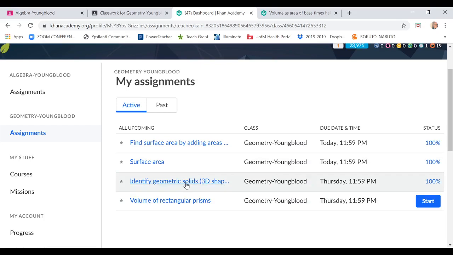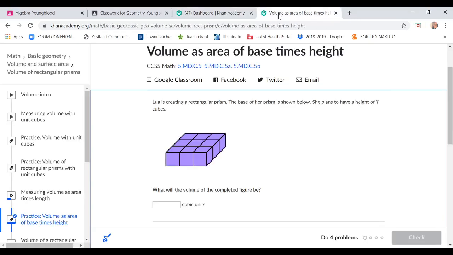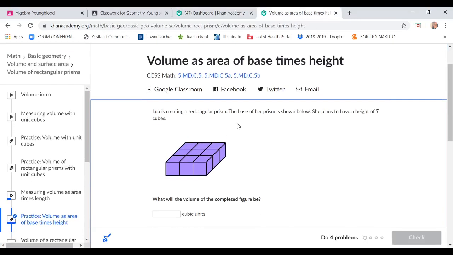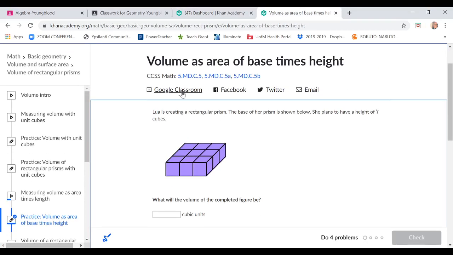The second thing I want to review isn't an assignment that you have to do, but I do think it's helpful to help you understand the next assignment. So the next thing we're going to talk about is how to find the volume or the concept of volume. What is volume? And we're using these cubic squares to represent what volume is.